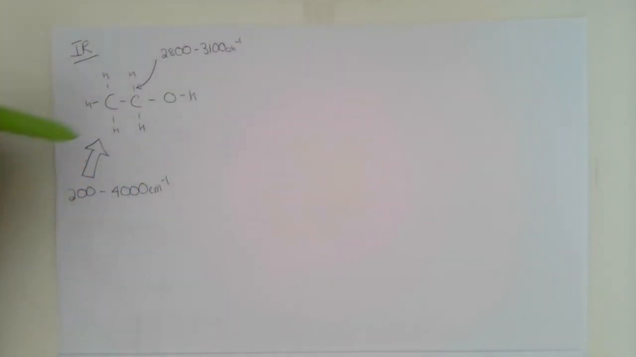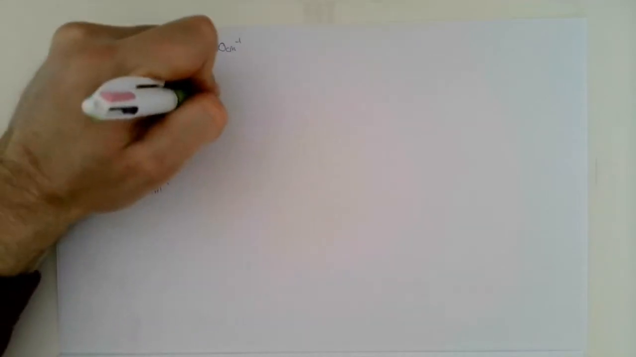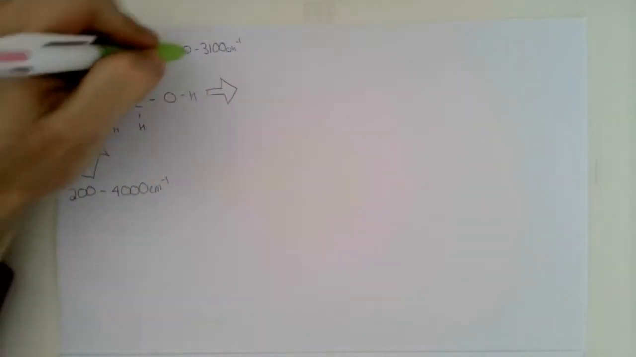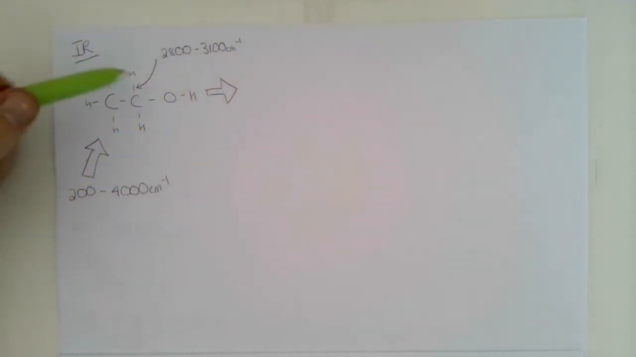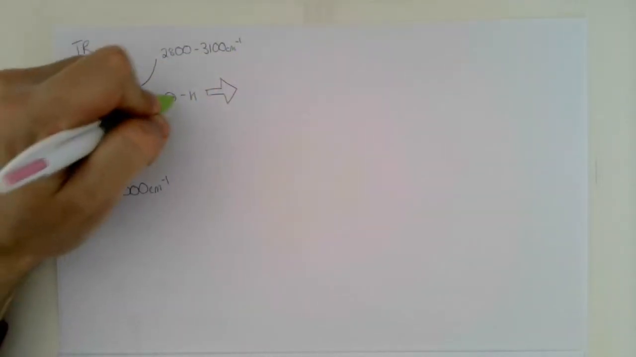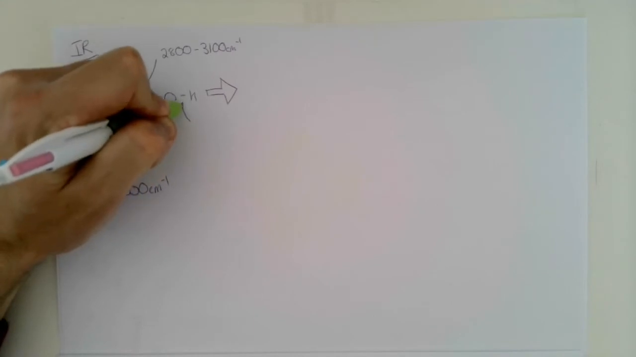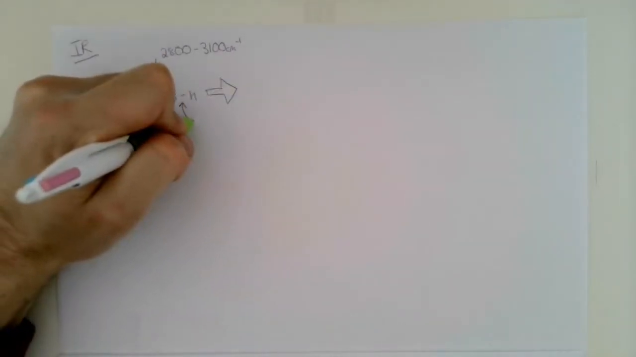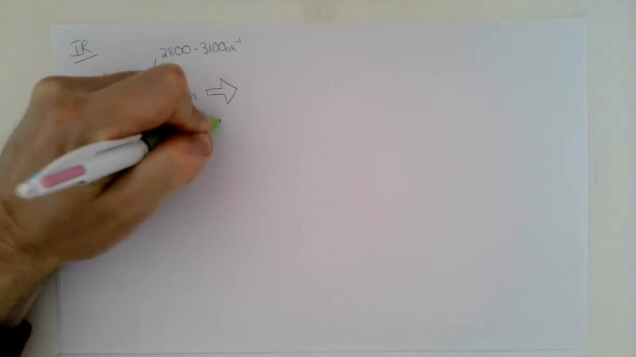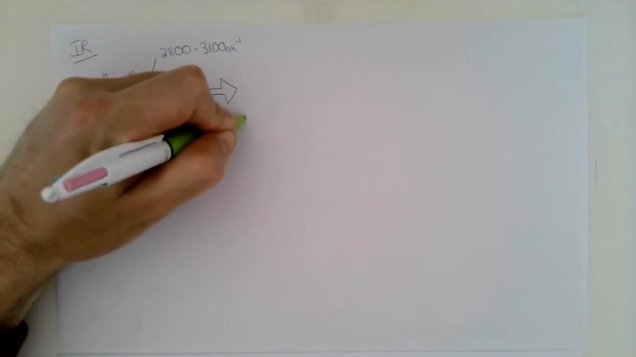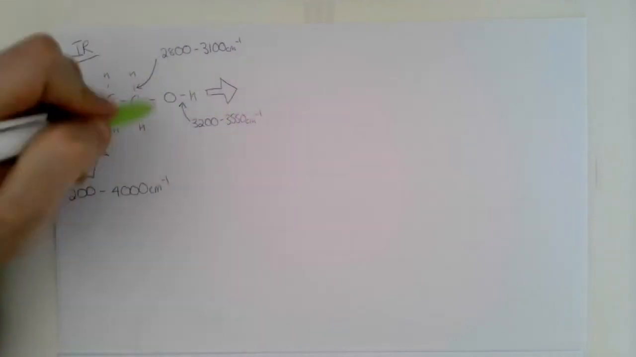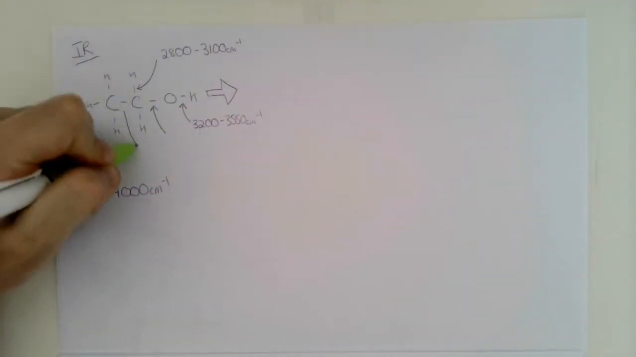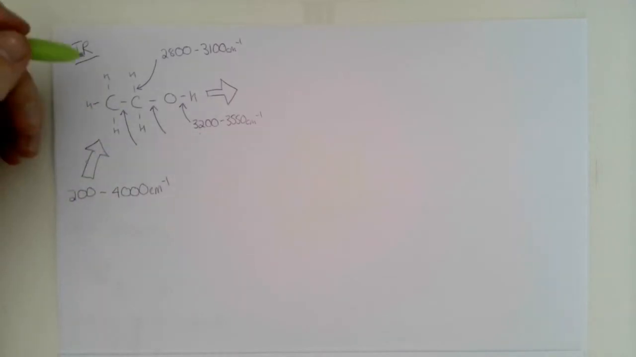So when the light comes out through the other end, that packet of energy will be missing. You'll have this oxygen to hydrogen bond, which will absorb energy between 3,200 to 3,550 centimeters to the -1. So that little packet will be missing. This will absorb some energy as well, and this will absorb some energy as well.